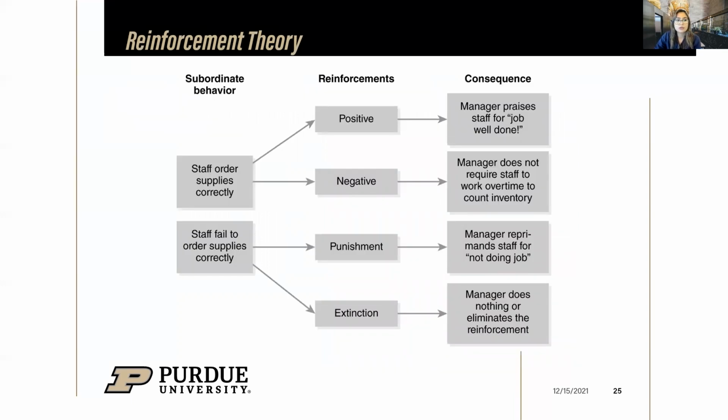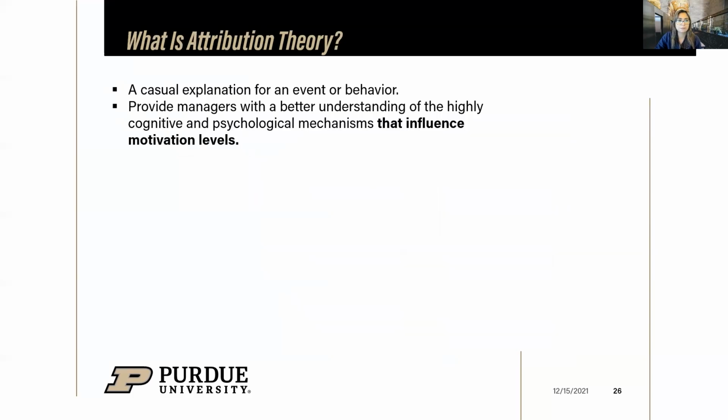Now, the reinforcement theory, as you can see, is explained in this visual. The staff orders supplies correctly. So the reinforcement is positive and negative. If it is positive, the manager praises staff for a job well done, and negative, the manager does not require staff to work overtime to count inventory. If they fail, however, it can be punishment, and extinction can be the reinforcement. The punishment can be that the manager reprimands staff for not doing their job, whereas extinction may be that the manager does nothing or eliminates the reinforcement.